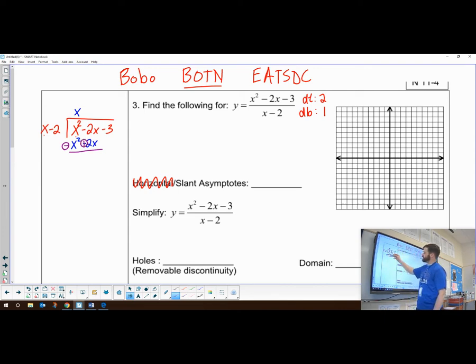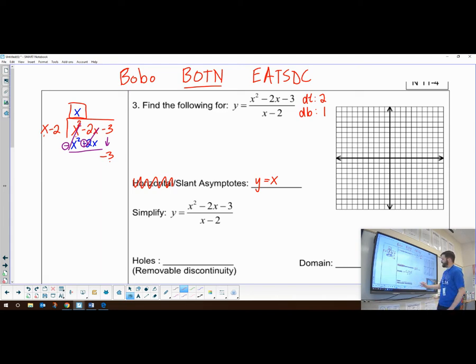So x squared minus x squared cancels. And then negative 2x plus 2x, hold on, that cancels too. That's awesome. So all that means is I just need to bring down my negative 3. But x can't go into negative 3, so that is just my remainder. But we don't care about my remainder. We just care about my answer, which is x. So my slant asymptote is going to be y equals x. All right.